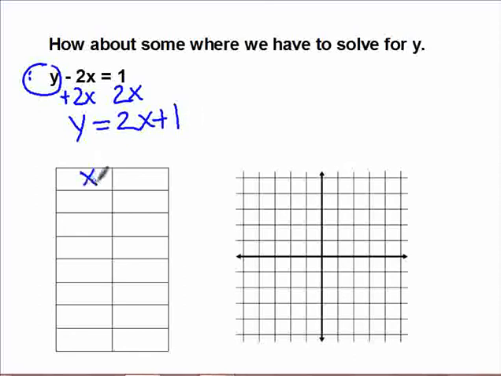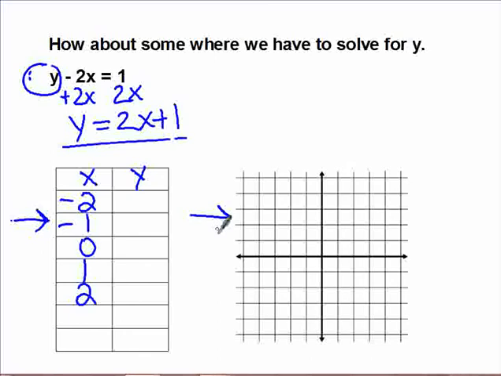Again, we put x and y on my t-table. Negative 2, negative 1, 0, 1, and 2. Pause the movie now. Copy this equation. Complete the t-table and try to graph the points before continuing with the video. Let's see how you did.